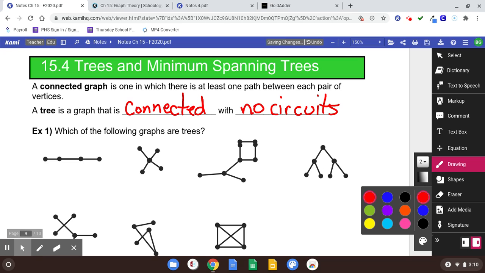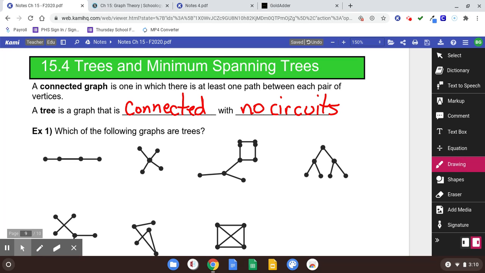Example one says, which of the following are trees? And some of them look like trees, but some of them don't. But keep going back to that definition. It's connected with no circuits. So by that definition, this is connected. You can get to any dot from any dot, and there are no circuits. So yes, this is a tree. This one, connected, no circuits. That's a tree.